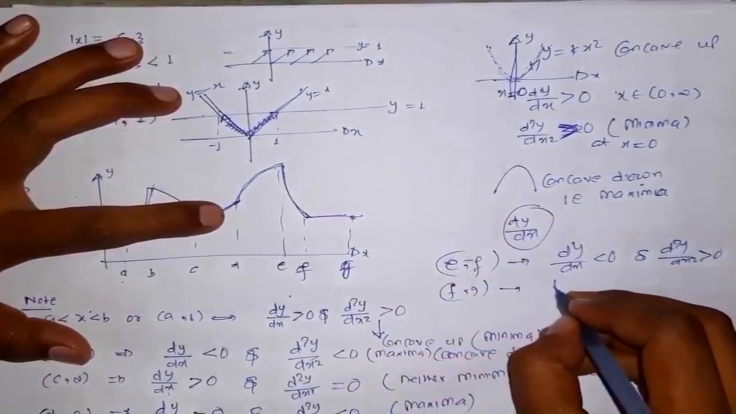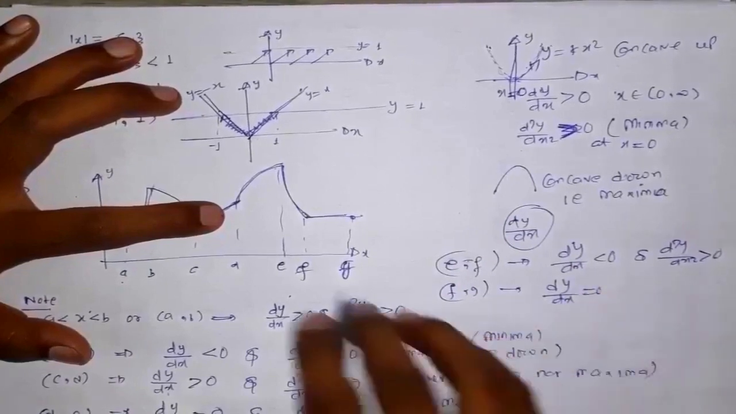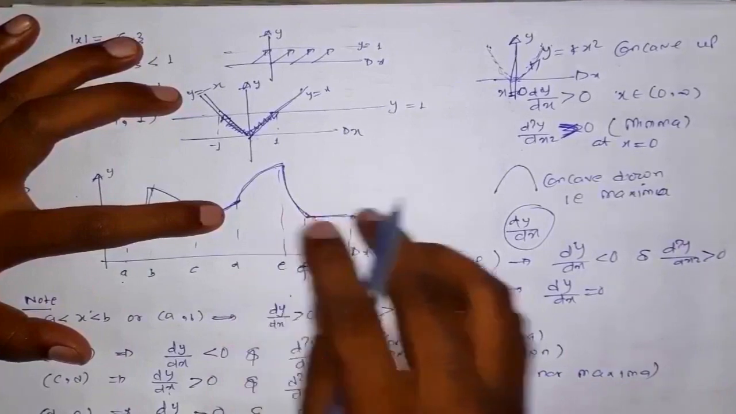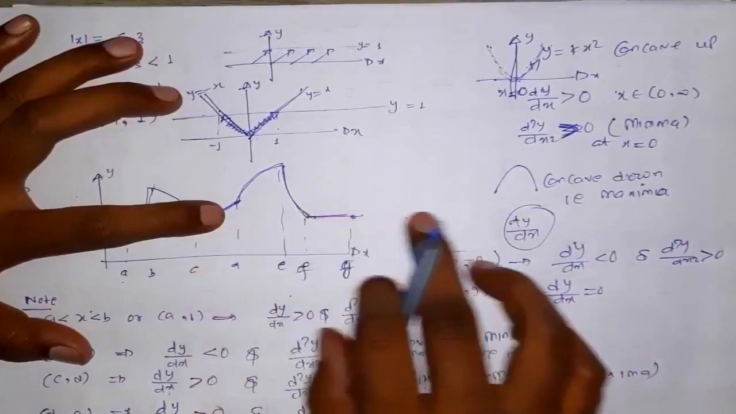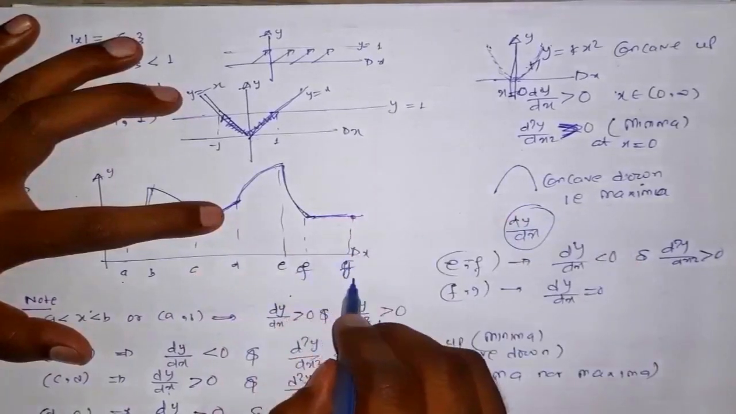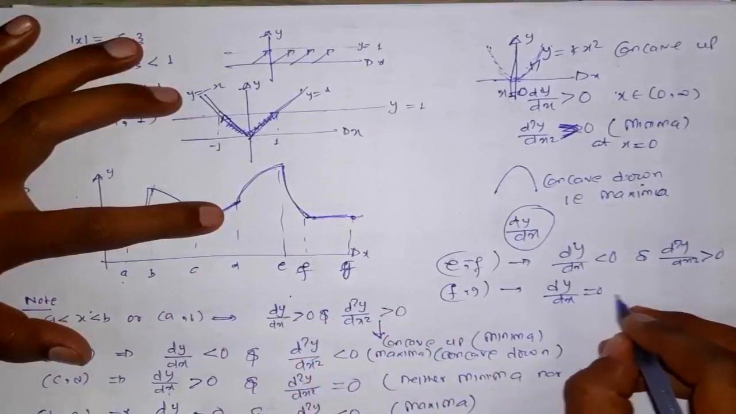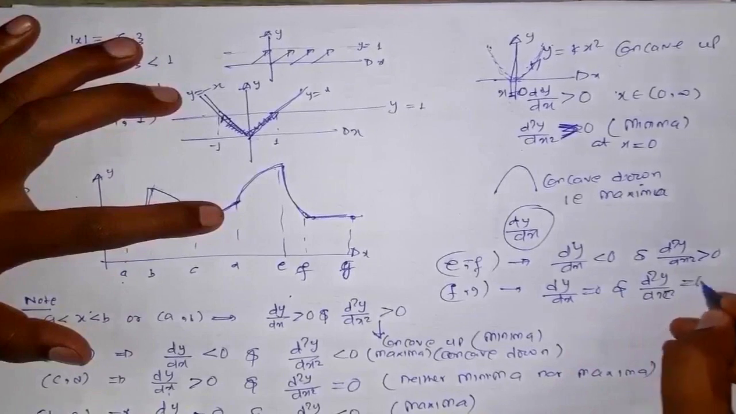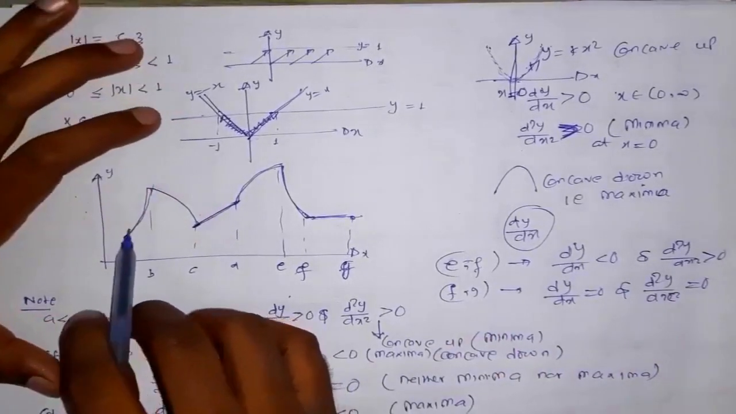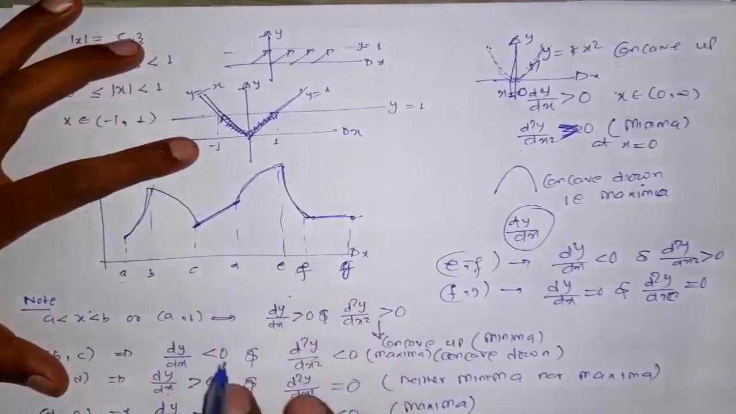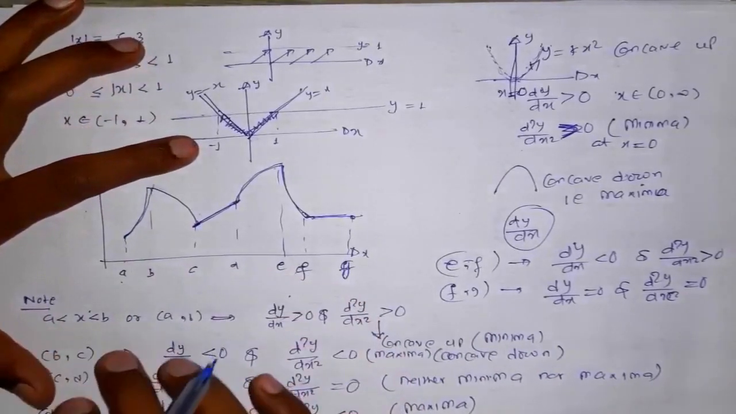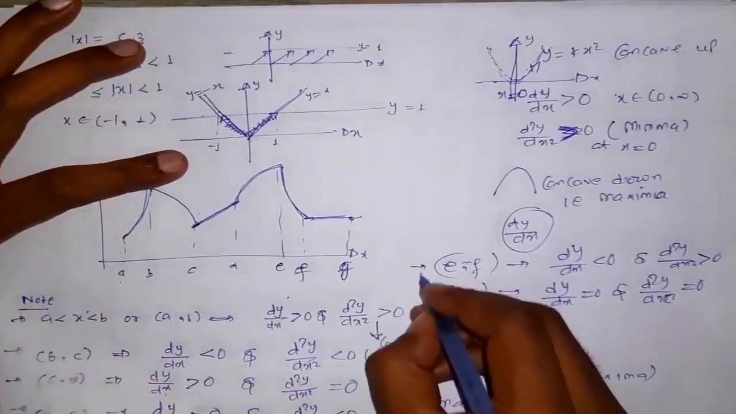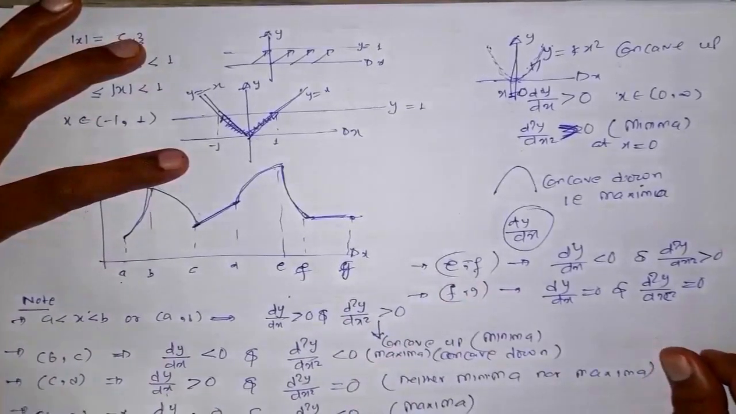Now f to g. What will happen with this? dy by dx will be 0, because there is no slope change. I mean, this portion is neither decreasing nor increasing. This is constant, and it will remain constant for each and every value of x belonging to f to g. Okay, so for this dy by dx will be 0, and again d2y by dx square will also be 0. Okay, so by observing the graph, we can say these points. These are the points that you should notice and you should remember actually.